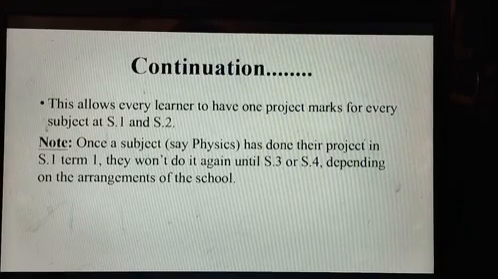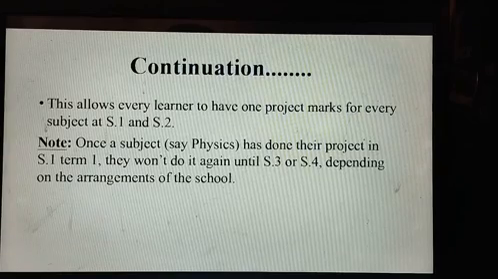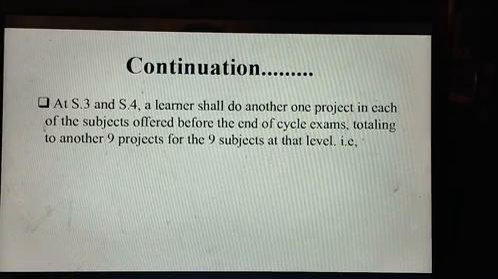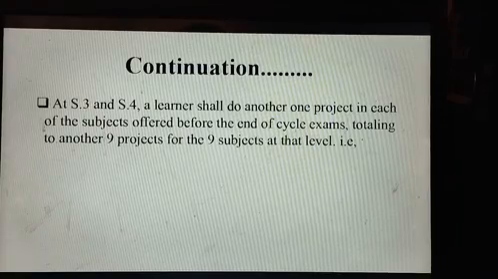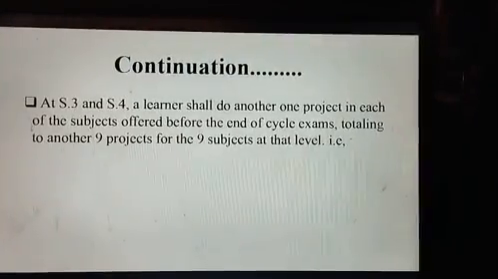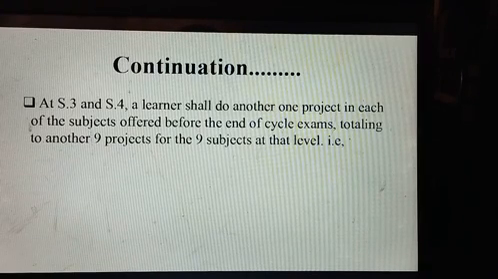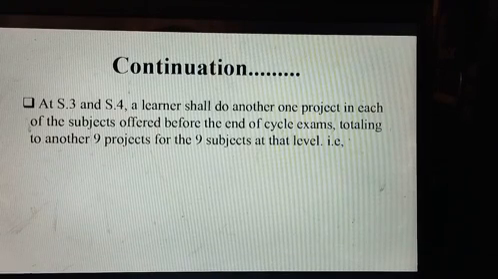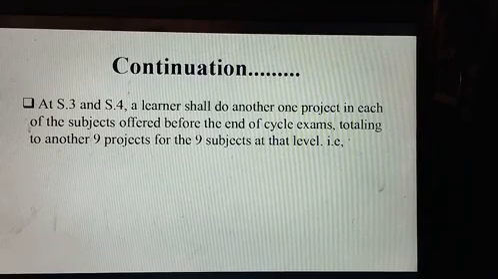And I don't think that they are 4 years, they are 3 years and some 2 terms, because project work by senior 4, second term, no more projects. So at senior 3 and senior 4, a learner shall do another 1 project in each of the subjects offered before the end of the cycle examinations, totaling another 9 projects for the 9 subjects at that level. So 9 plus 12, that is making a total of 21 projects.